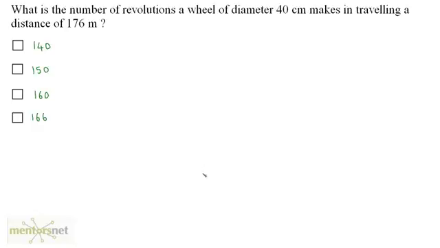What is the number of revolutions a wheel of diameter 40 cm makes in traveling a distance of 176 meters? Now we have been given the diameter of this wheel. In other words, we have been given the diameter of the circle. D is equal to 40. Now the radius is half of the diameter. So therefore R will be equal to half of 40, that is 20 centimeters.